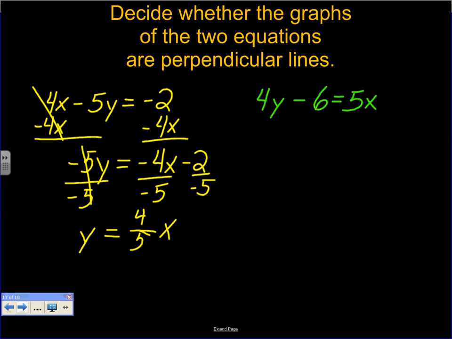X comes out to the side. And with the next fraction, negative 2 over negative 5, a negative divided by negative will give us a positive 2/5. So y is equal to 4/5 x plus 2/5. And in this case, m is equal to 4/5. The slope is 4 over 5.